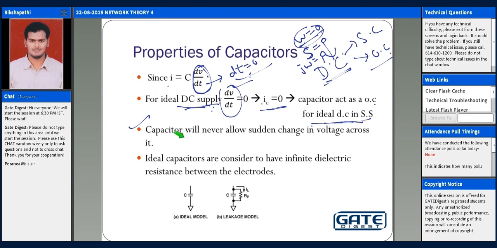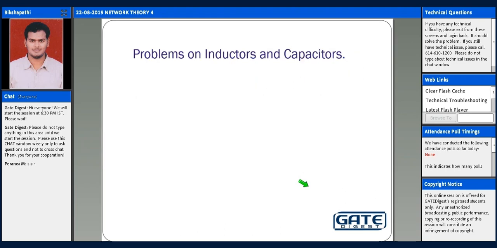Now the capacitor will not allow a sudden change in voltage across it. Ideal capacitors are considered to have an infinite dielectric, so you can see here that this is open, because the resistance across the ideal capacitor is infinity. An open circuit always means a resistance of infinity. For the practical case we'll have some leakage that we can represent with some small resistance. That is the difference between the ideal and practical cases.